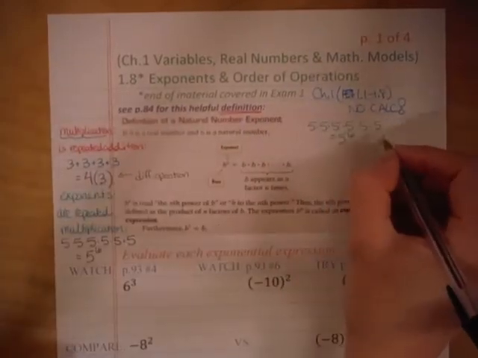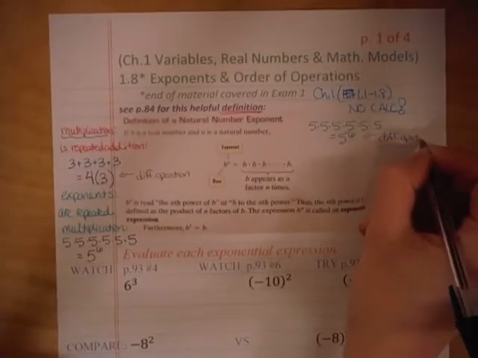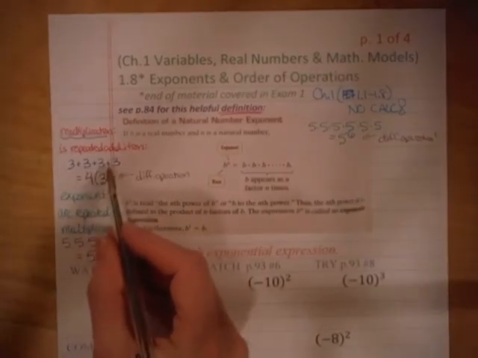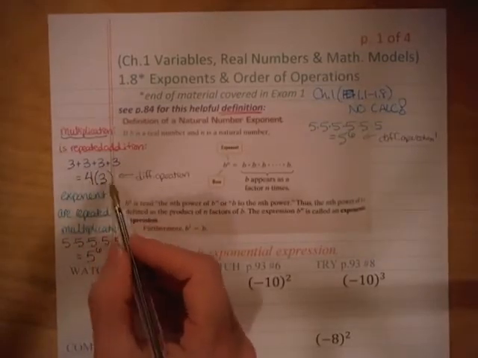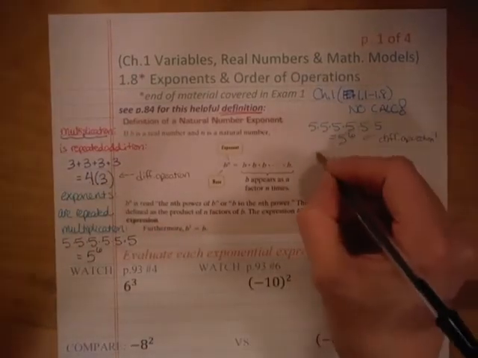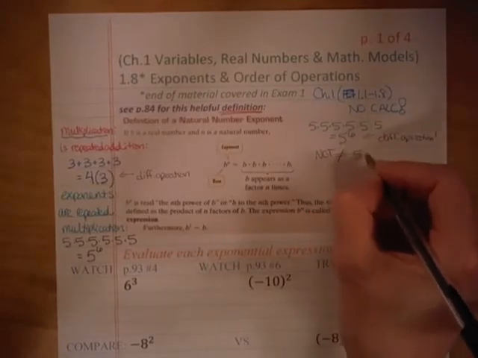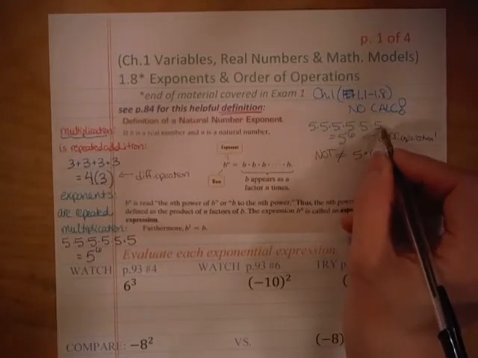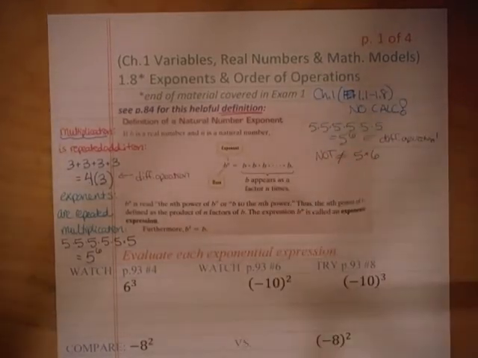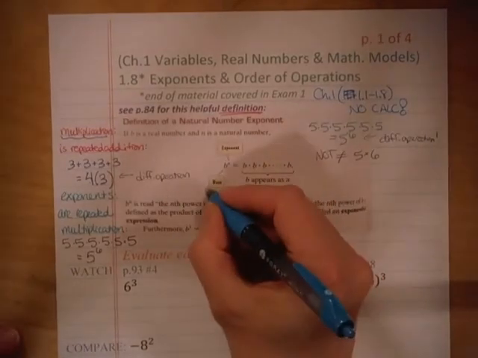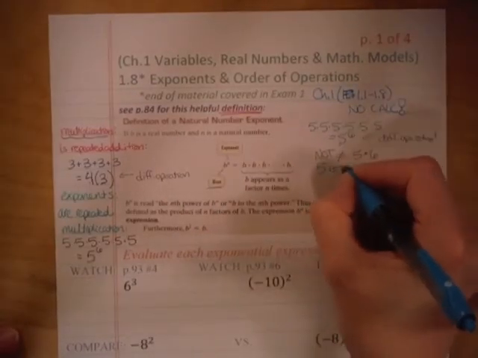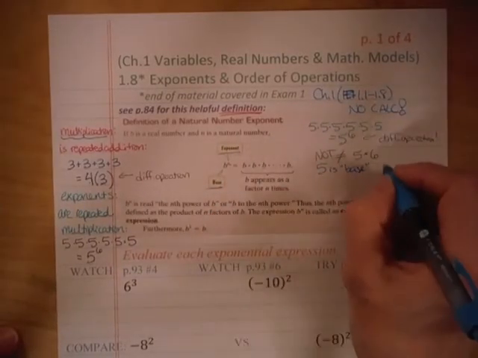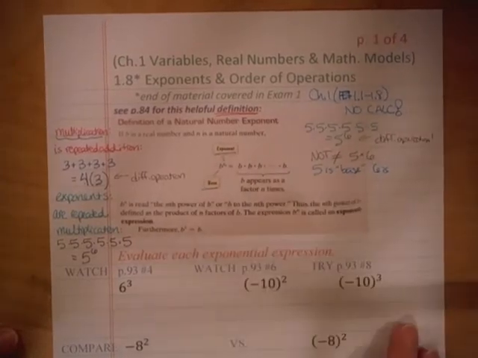This is a different operation. Just like you wouldn't say 4 plus 3 gives us the answer to 3 plus 3 plus 3 plus 3, you expect 12, since 4 times 3 is 12. We would not say this is equal to 5 times 6. It's 5 times itself 6 different times. 5 is going to be your base, and the exponent in this case is 6.